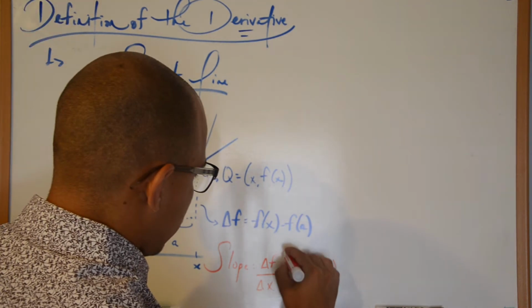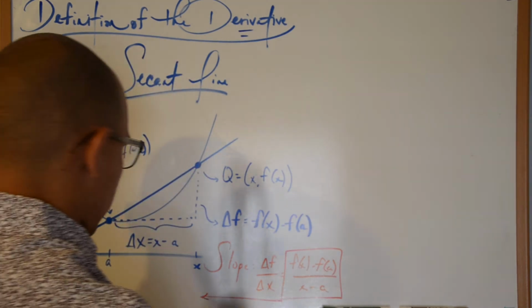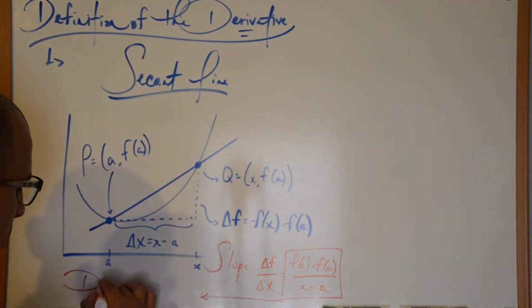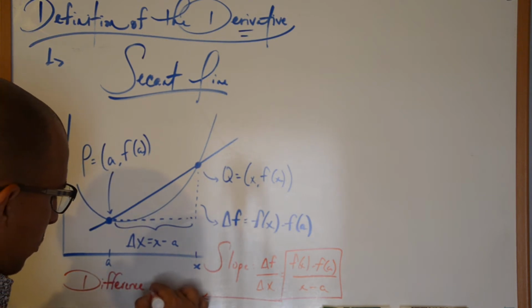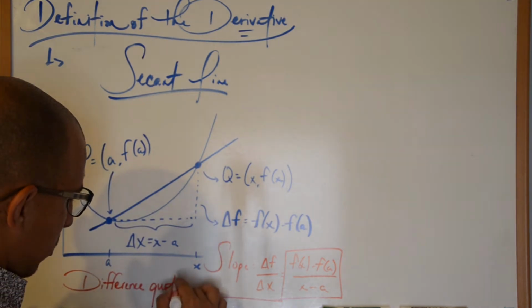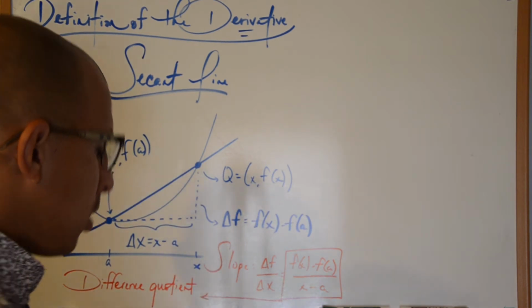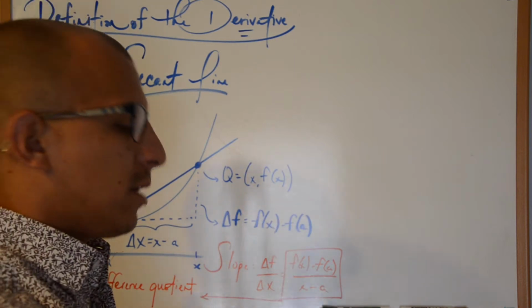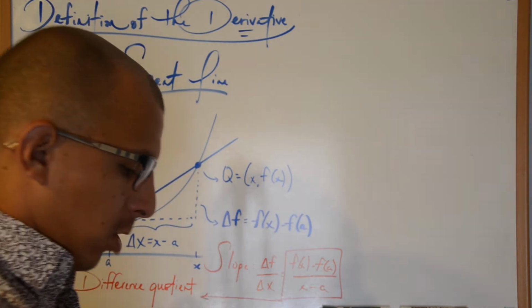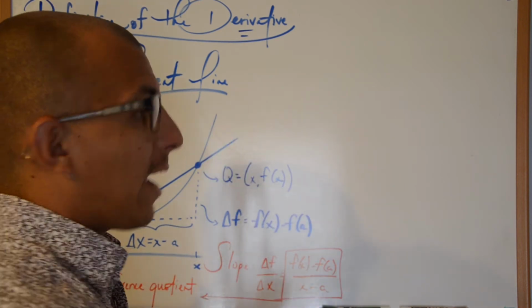This here is what we call the difference quotient. Because you might be asking, well, how does this necessarily apply to this idea of derivatives? But application 2 of derivatives is the slope of the tangent line.